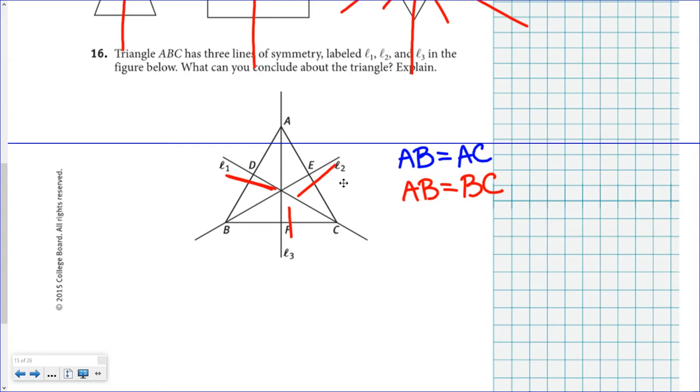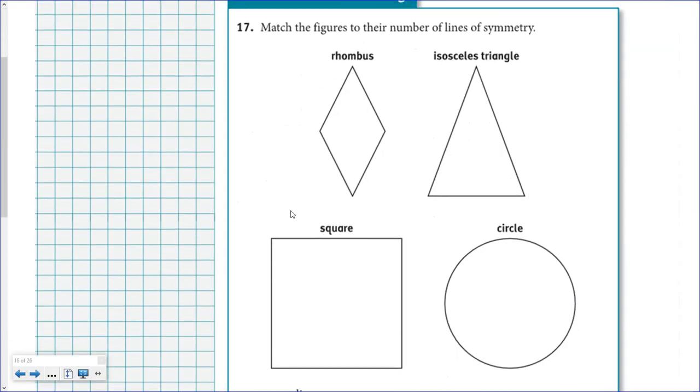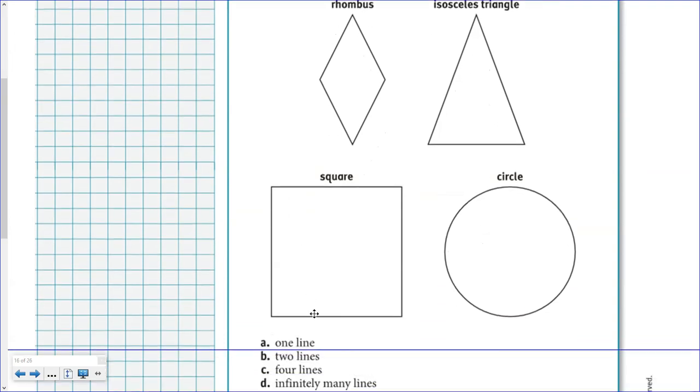So now let's look at the next page. This is the check your understanding. So y'all pause the video and try 17, 18, and 19, and then I'll go over them. They want us to match the figures to their number of lines of symmetry. So below this, you can see that they have 1 line, 2 lines, 3, 4 lines, and infinitely many lines. So for an isosceles triangle, I'm going to start with that one. We know that it's only going to have 1 line of symmetry. So that's going to be what A is.